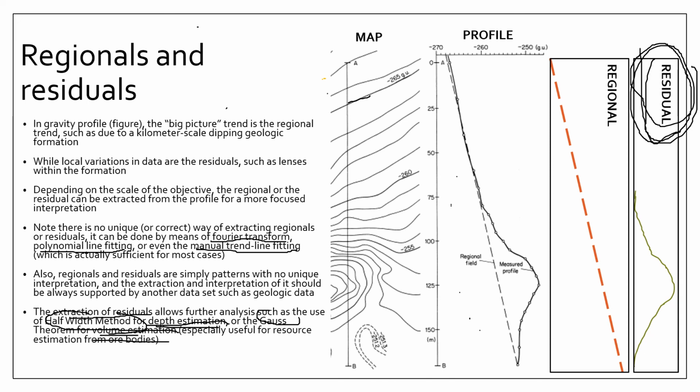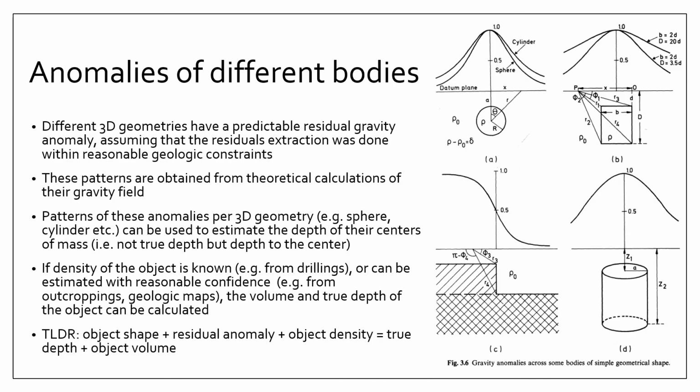So speaking of the volume and the depth of your anomalous bodies, there are actually patterns that are associated with different 3D geometries of your anomalous objects. Let's say you have, for example, a spherical buried object, like an ore body that is spherical in shape.